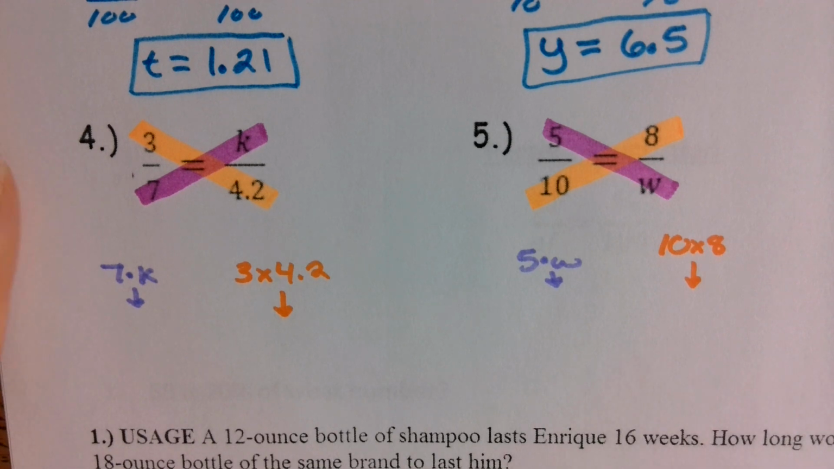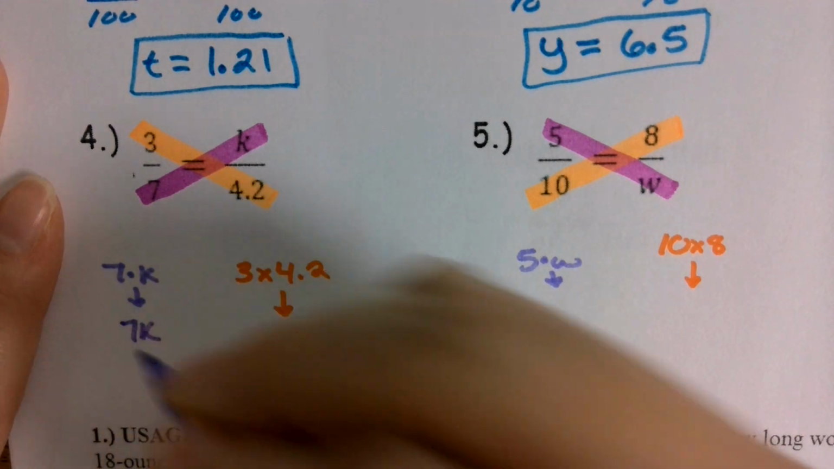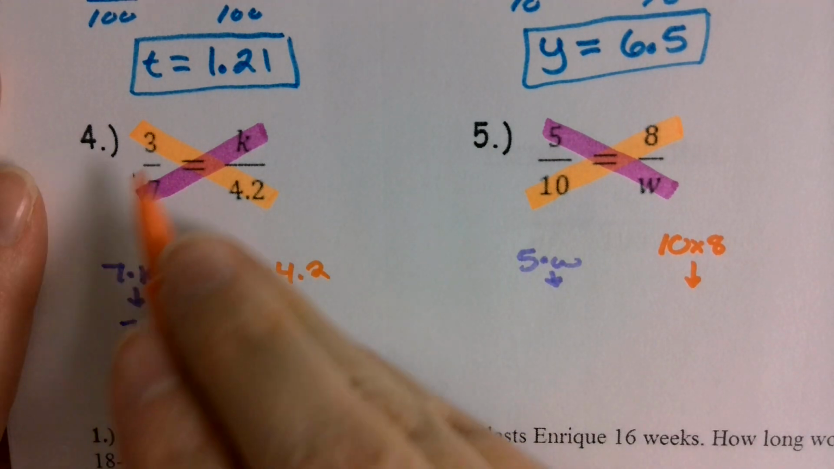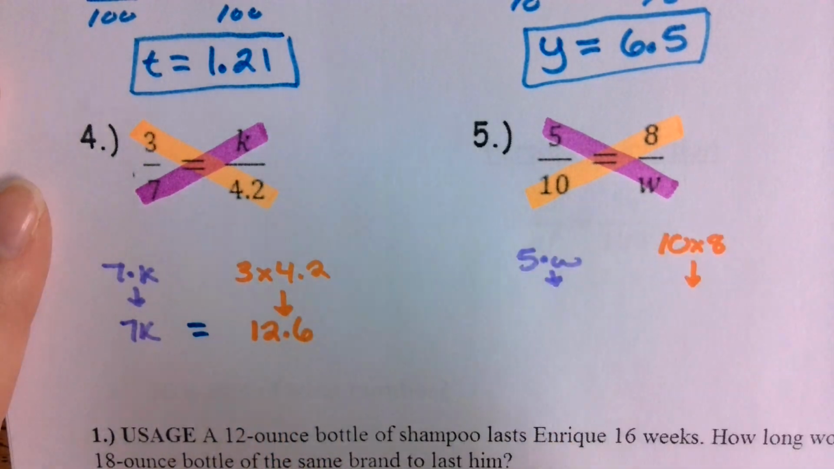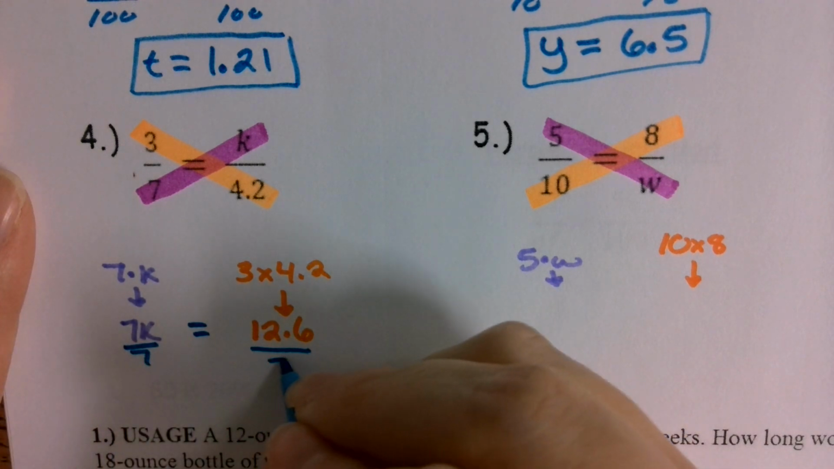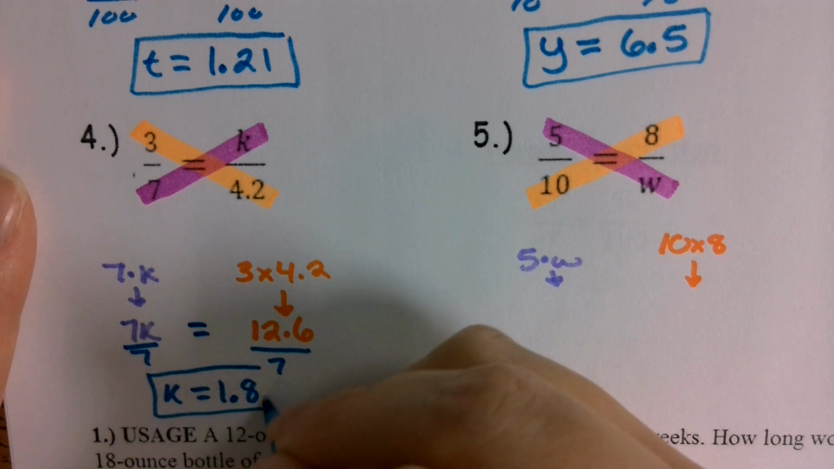For problem number 4, again, we're going to multiply 7 times k. That's going to give us 7k. We're going to multiply 3 times 4.2. That's going to give us 12.6. And then we're going to divide both sides by 7. And we'll get that k is equal to 1.8. Good job.